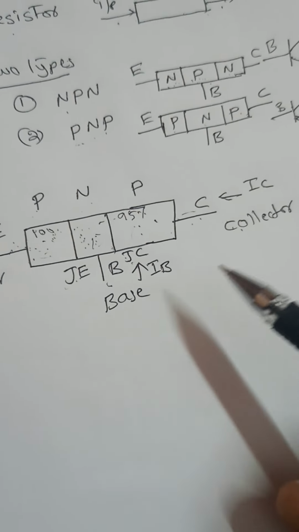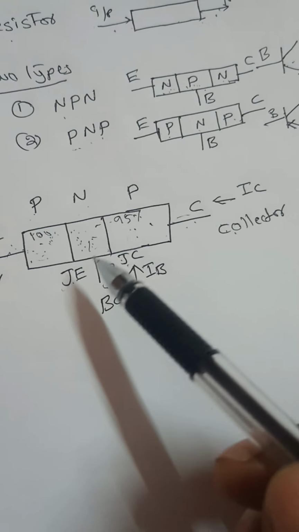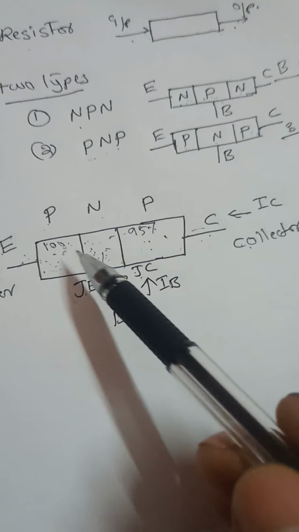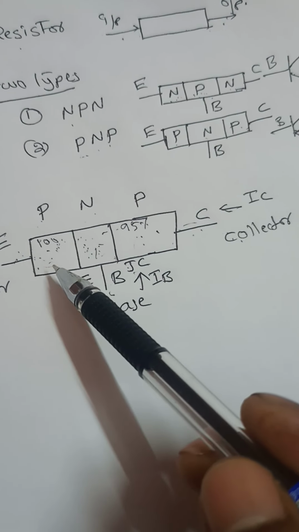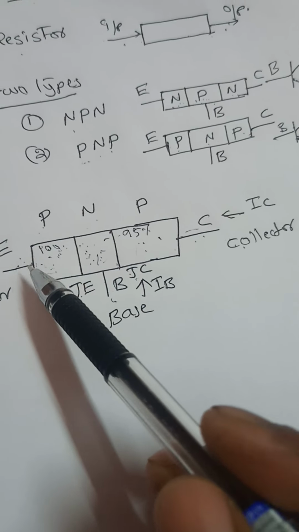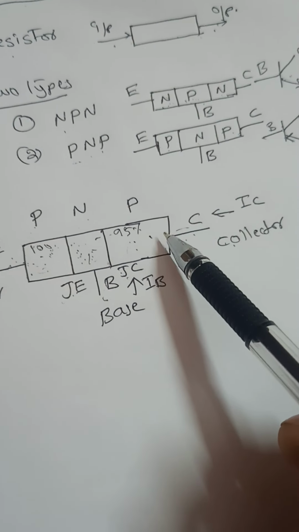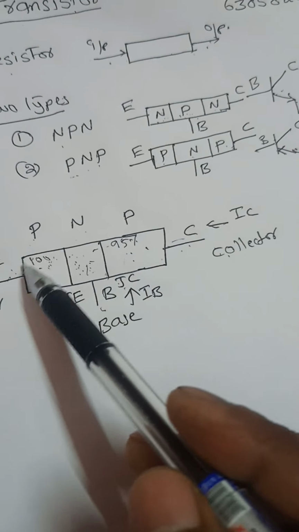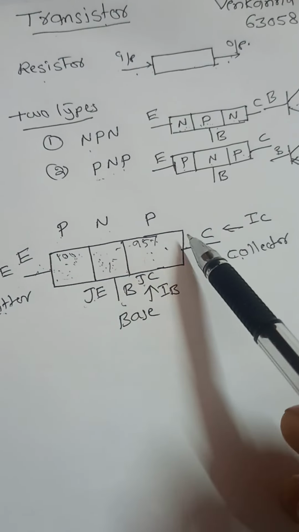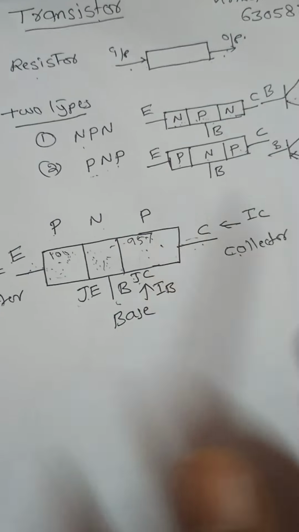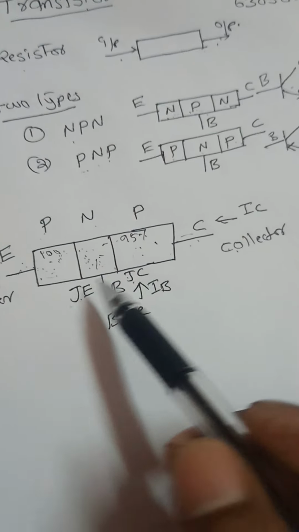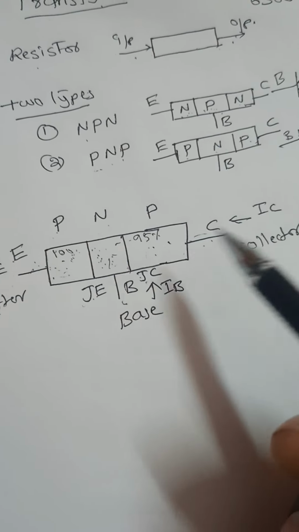The NPN transistor operation is also the same, but for the NPN transistor, the majority carriers are from the N-type material. The carriers flowing from the emitter to the collector are electrons, but in the PNP transistor, the carriers flowing from the emitter to the collector are holes. That is the difference between the PNP transistor and the NPN transistor.